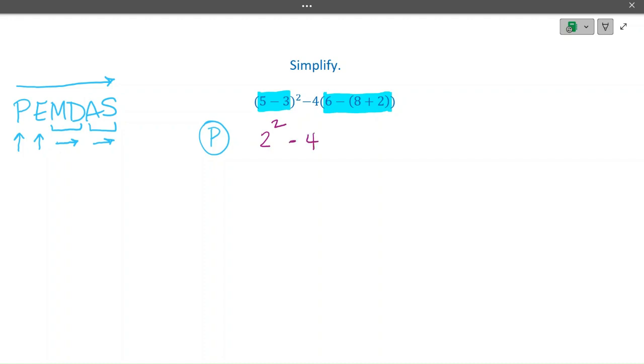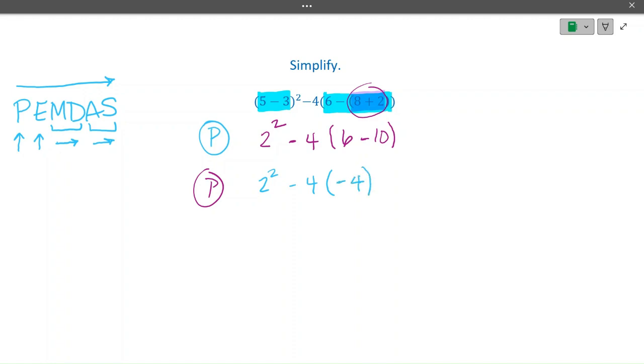Now, because I've got two sets of parentheses here, I'm actually going to simplify what's on the inside first. So I'm going to leave my 6 the way it is, minus, I'm going to do this part first. 8 plus 2, which is 10. Close the parenthesis. Because I still have parentheses left that can be simplified, I'm going to do parentheses again. So I'm just working from left to right. You're going to hear me say that a lot. Now I just have 6 minus 10, which is negative 4.